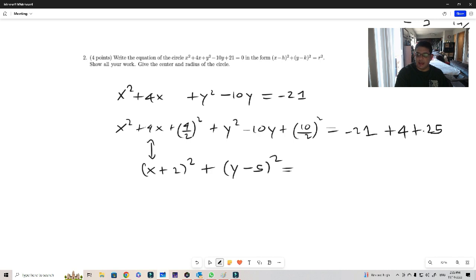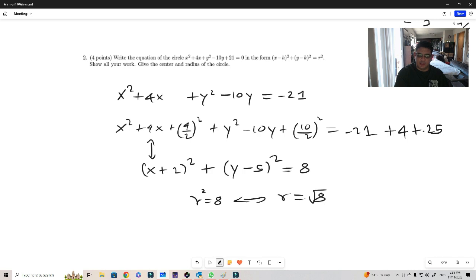And now on this side I have 29 minus 21, so I'm going to get 8. Now be careful here, this is the radius squared. So if we're going to find the radius, the square is 8, so that implies that the radius is the square root of 8.